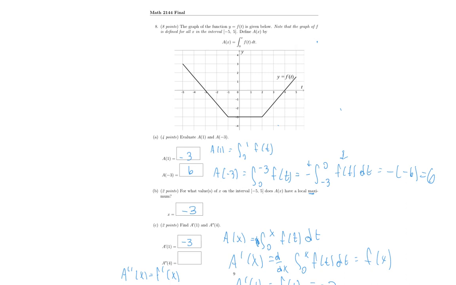We're asked, if this graph is f of x, what's the derivative right here? Let's think. From here to there, I'm going up 3 and going over 2. So what is my slope going to be? It's going to be up 3 over 2, so it's 3/2 or 1.5.